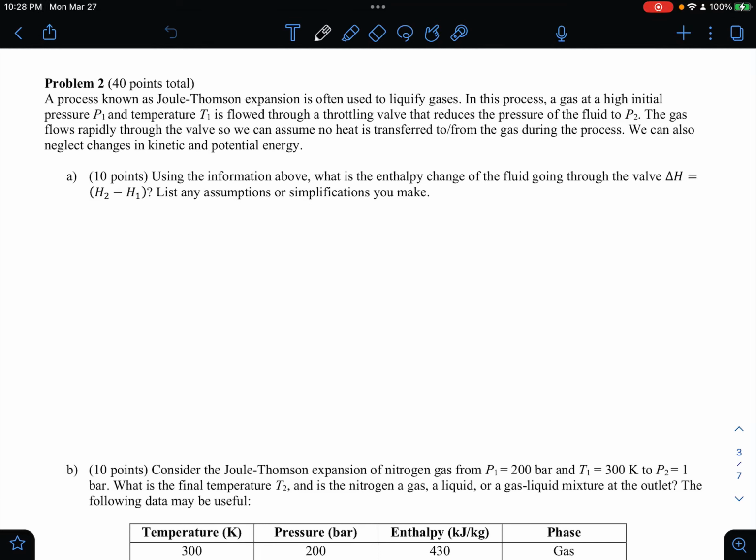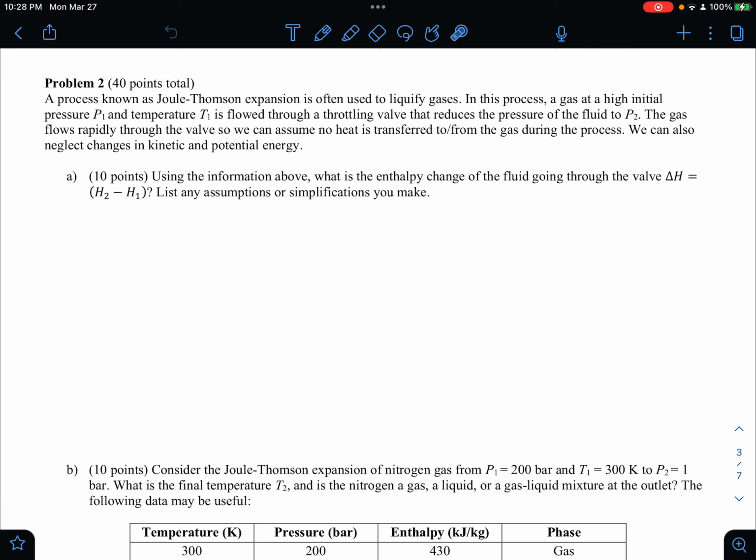This is the second problem from Exam 1 given in Thermodynamics 1 Spring 2023. We're looking at a Joule-Thomson expansion, which is often used to liquefy gases. It's often used, for example, to create liquid nitrogen.